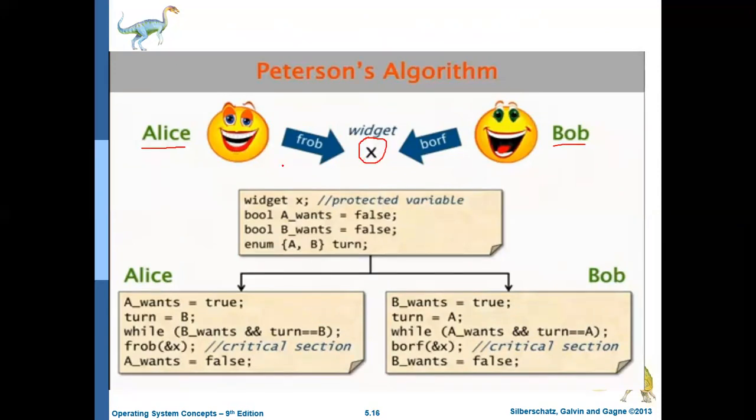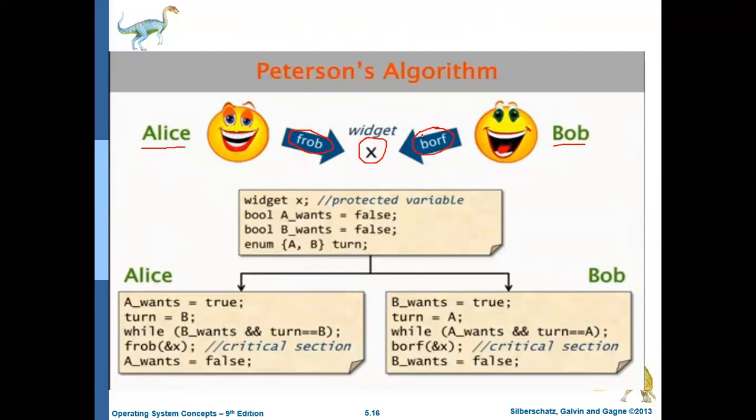So Alice wants to perform an operation on x, and that operation is called frob. Actually, frob does not mean anything, it is just a name. And Bob wants to perform an operation on the same shared variable x, and that is called borf. So Alice wants to frob it and Bob wants to borf it.